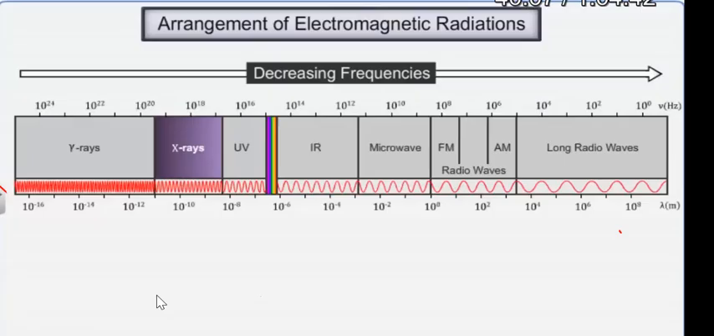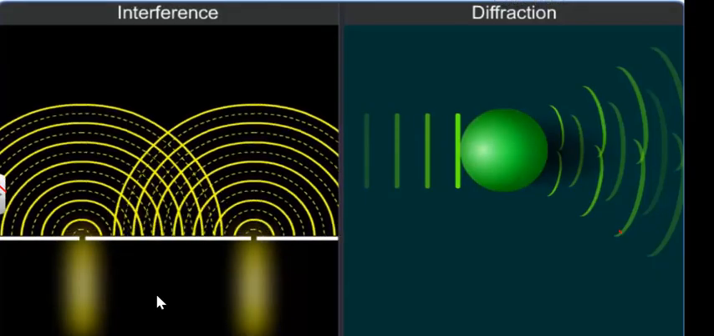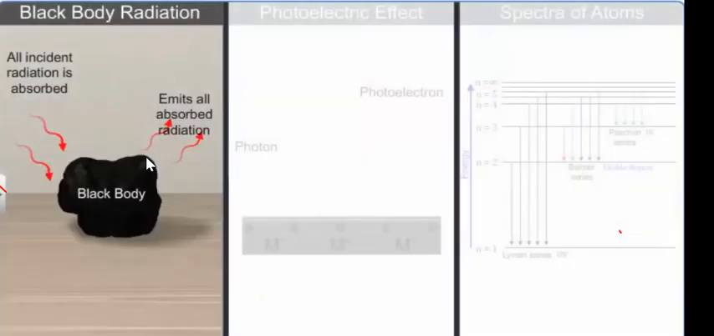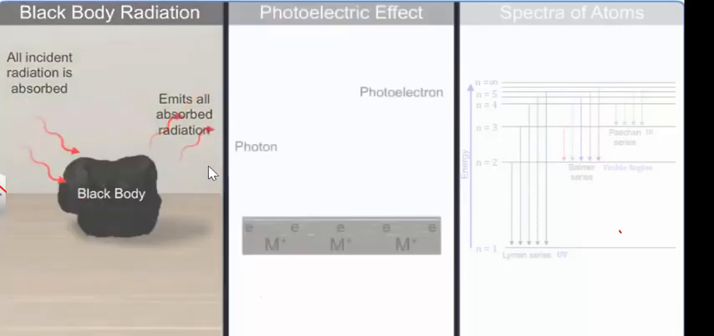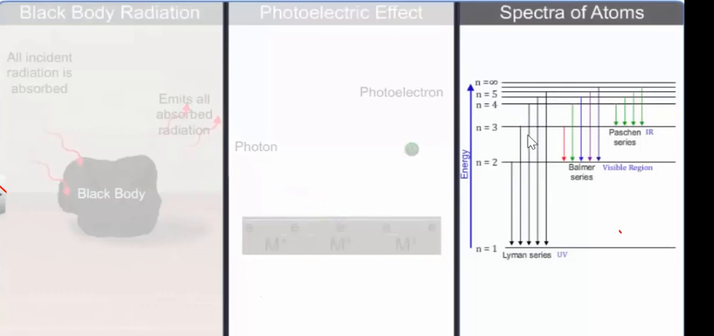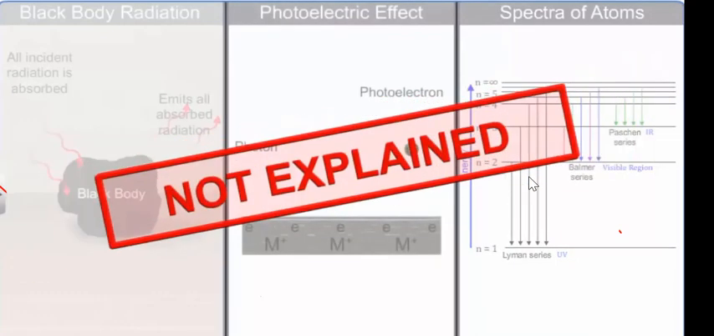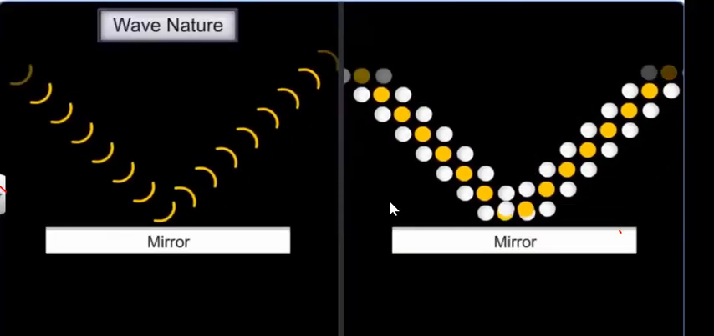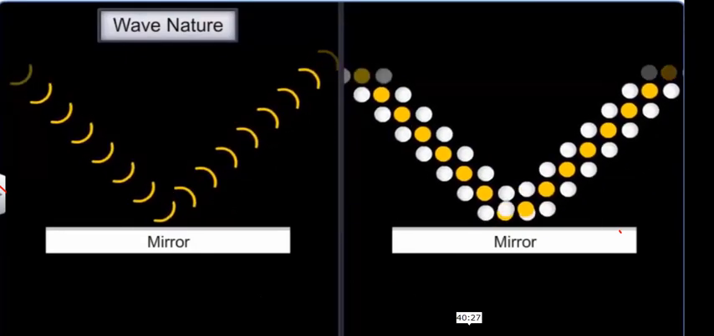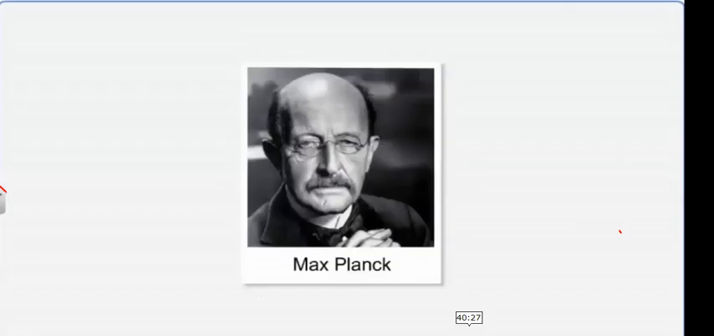So this theory successfully explained interference and diffraction, but it could not explain black body radiation, photoelectric effect, and spectral lines in the hydrogen spectrum. These three experiments could not be explained by wave nature. Okay, so for that we have to discuss particle nature. The particle nature was explained by Max Planck.